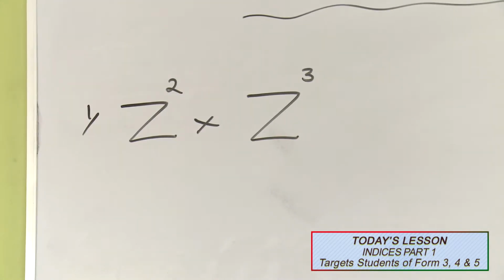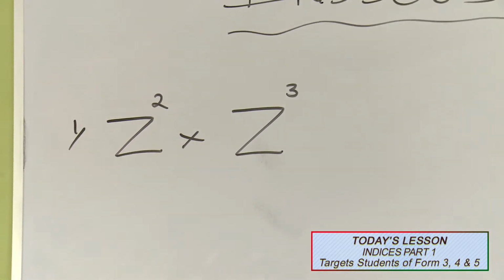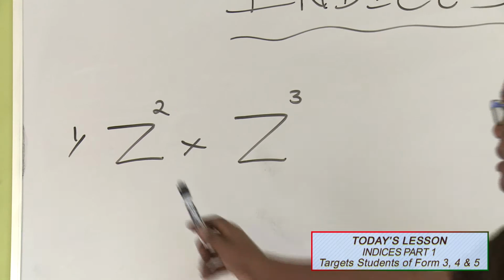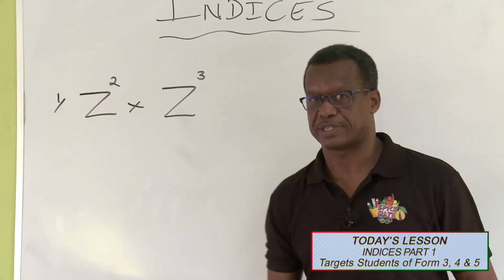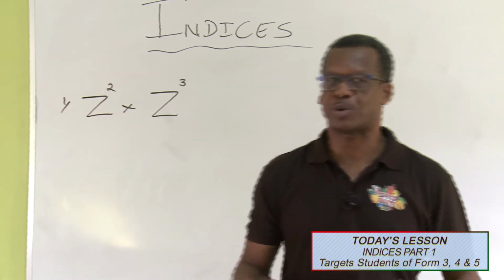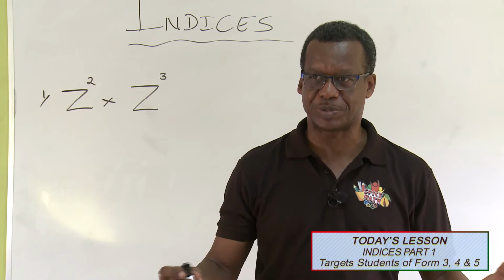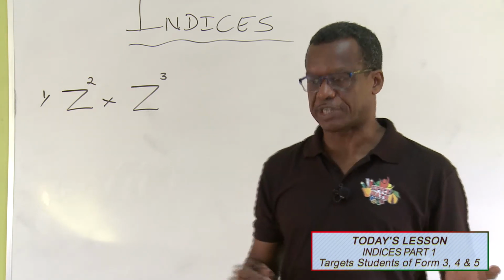Okay, so we're multiplying quantities. The base is the same, but the power is different. Z squared multiplied by z cubed. You remember those names? To the power of 2 means squared, to the power of 3 means cubed. Now let's expand it and see what they actually mean.